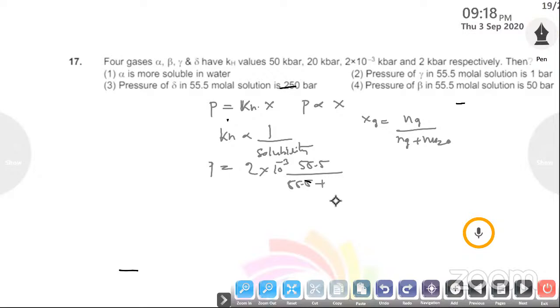Generally, molarity is calculated for 1 liter of the solution. In 1 liter of the solution, density is equal to mass by volume. Generally, 1 liter volume is 1000 grams of water, right? So 1000 by 18. Got it?